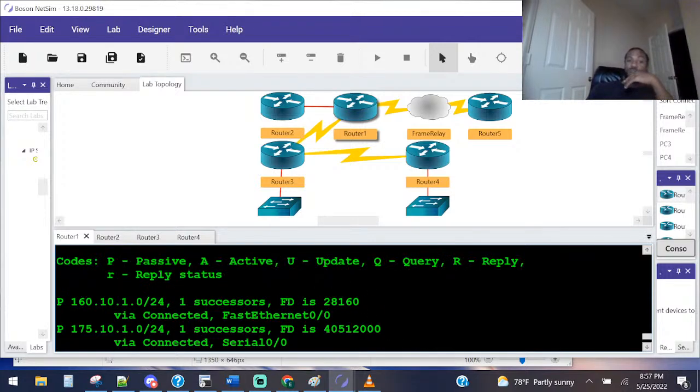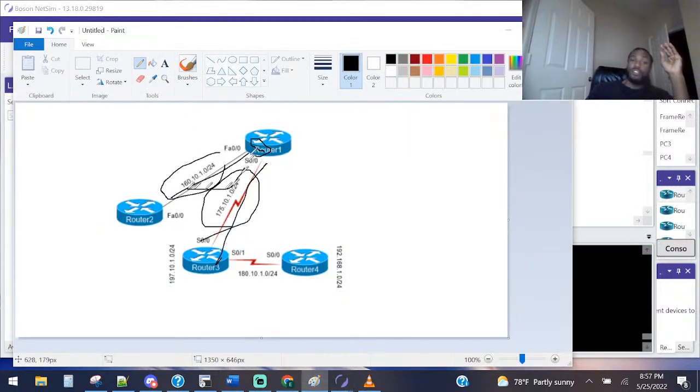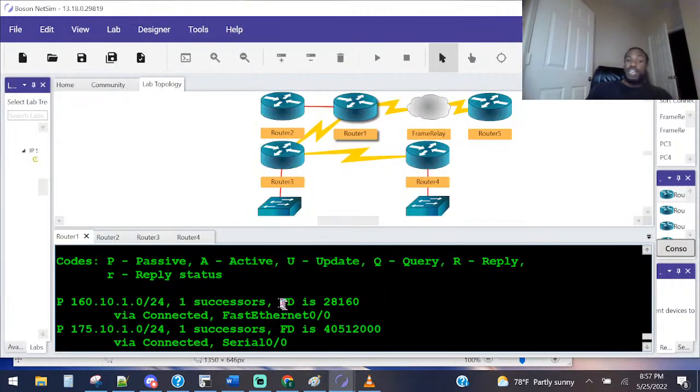FD stands for feasible distance. And successor, my bad. So successor is the best route. So you have one successor for this network right here. That means we have one route. There's only one way into the 160 network anyway, right? There was just one way. So we have the best route, which is there. And then FD is the feasible distance, or actually, it's the metric for that route. So it's almost like mileage. That's how I like to call it. How far it is to the best route.